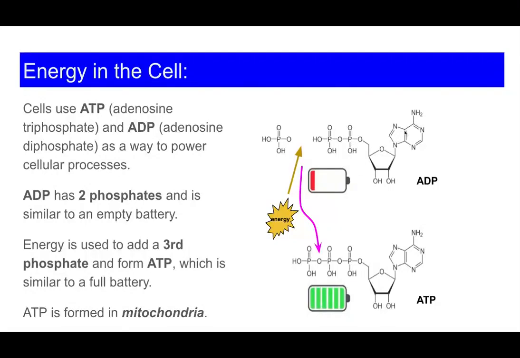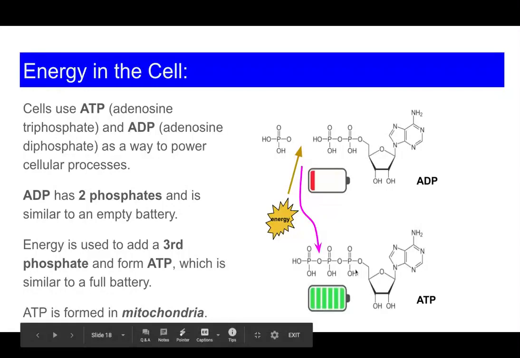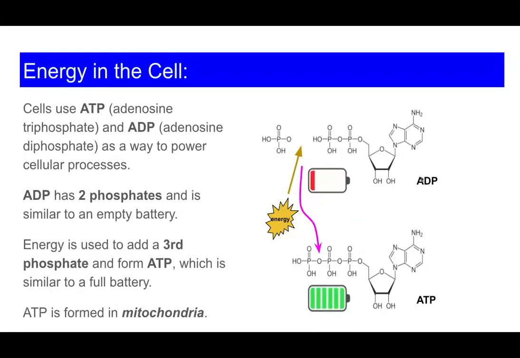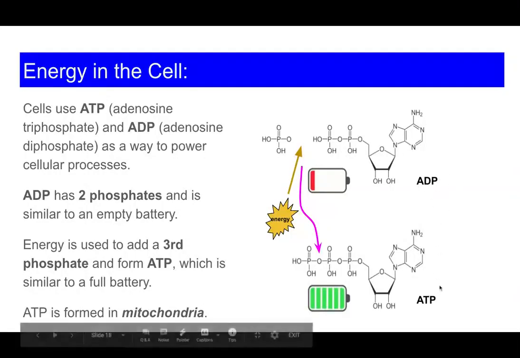ADP is an empty battery. Still very important because ADP is rechargeable. If we add a little energy, plug on a phosphate here, we get a third in the chain, and we end up with ATP. Now this is adenosine diphosphate up top. Di means two, like biphosphate, diphosphate. And ATP is adenosine triphosphate, so three phosphates.